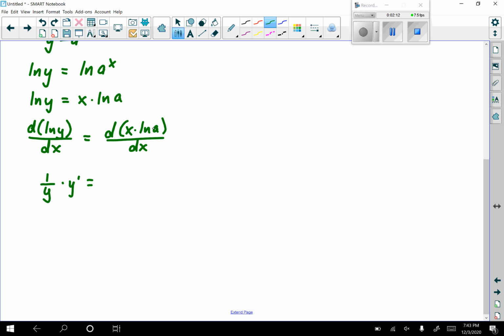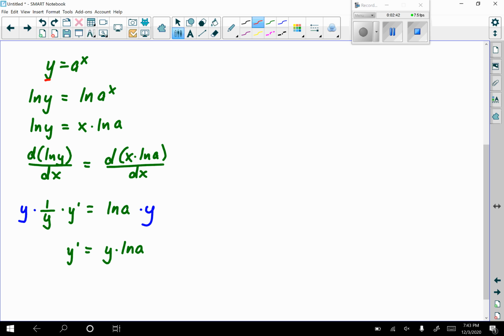Now over here, the natural log of a, since a is a constant, the natural log of a is a constant. And when we go to take the derivative of that, it's just our constant, or really a coefficient just happens to be behind it. So I'm just going to be left with the natural log of a. And then what I want to do is multiply both sides by y. So now I get that y prime is equal to y times the natural log of a, but we want this in terms of x.